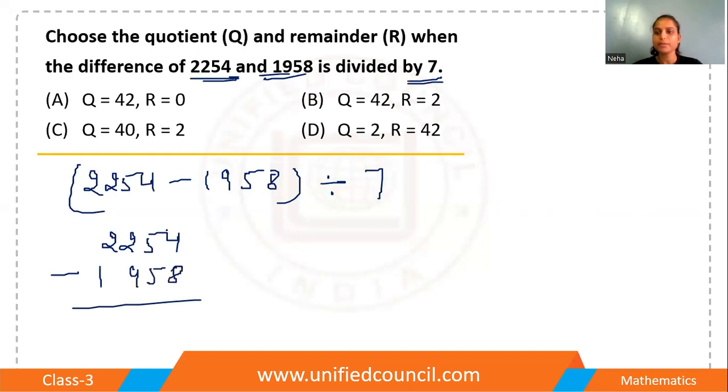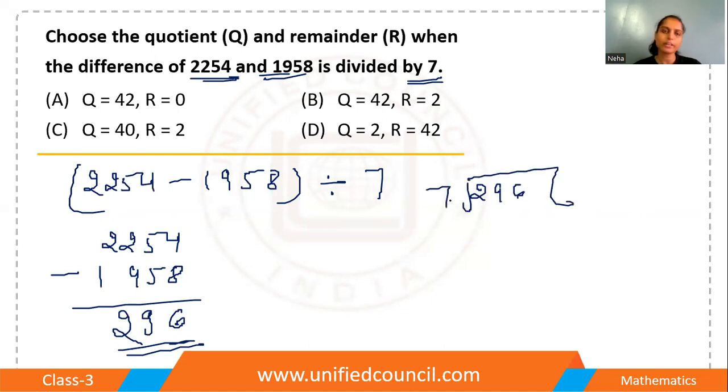It becomes 14, so this is 6. Now I have to take the carry. This is 9. Give the carry back, and this is 2. This is 296. So I have to divide 296 by 7 and find the quotient and the remainder. So 7 4s are 28. 1 and 6. 7 times 2, 7 2s are 14. If I subtract it, I will get 2.